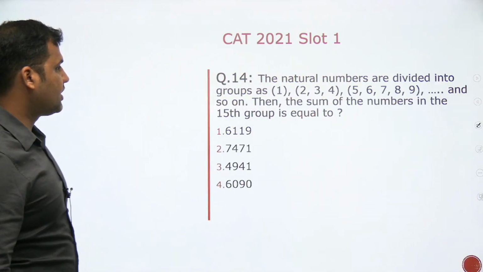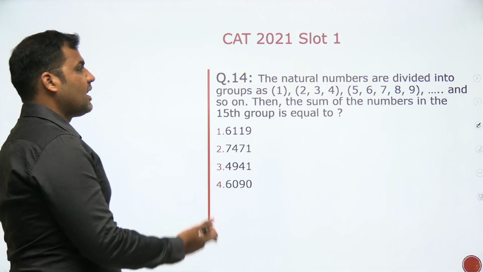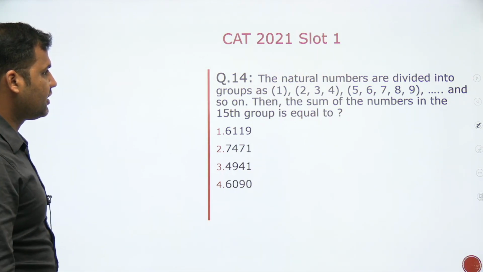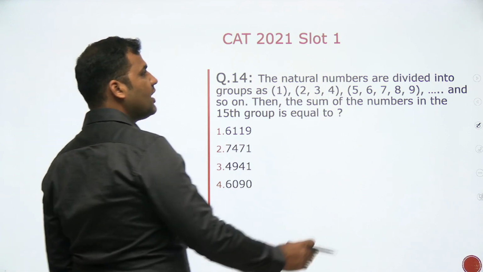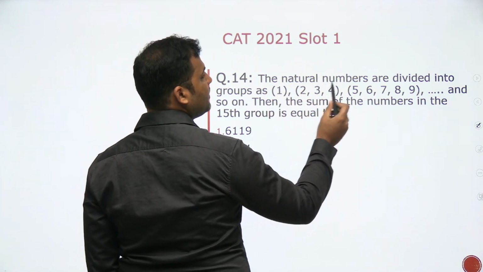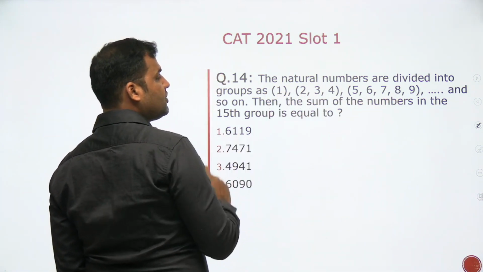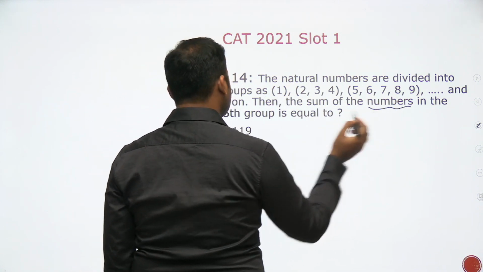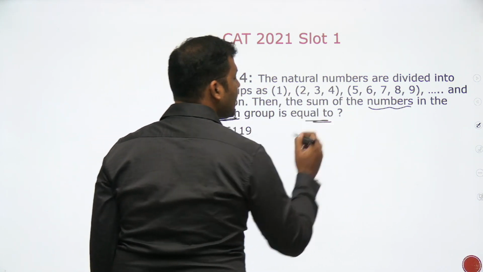Let's have a look at question number 14. The natural numbers, again a number system based question, right? Our natural numbers are divided into groups as 1, 2, 3, 4, 5, 6, 7, 8, 9 and so on. Then the sum of the numbers in the 15th group is equivalent to.